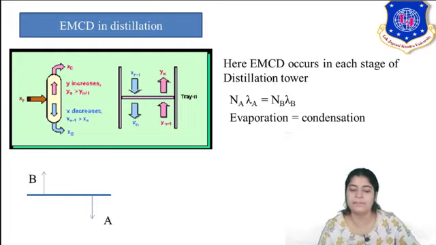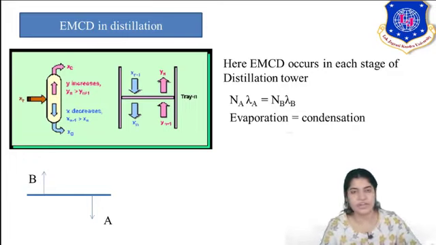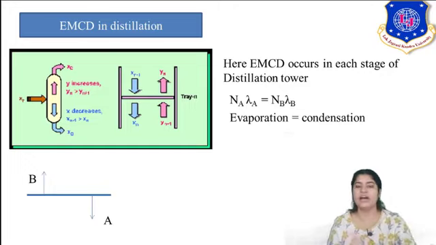B will supply its latent heat of condensation and A will take that as latent heat of vaporization. So A will finally get more vaporized and B will get condensed to liquid. This way purity is maintained. This will be explained in detail when you study reflux. This is just an overview of how equimolar counter diffusion occurs.